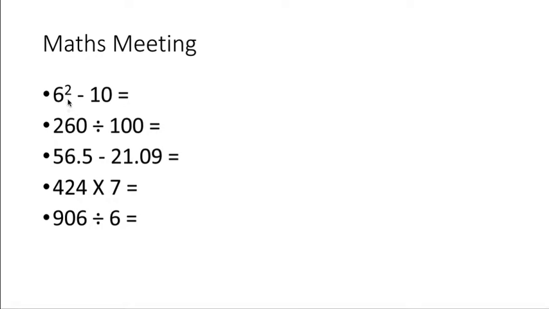We've got 6 squared, the small 2 there, the superscript 2 means we need to times 6 by itself twice and then take away 10. Dividing by 100, use your place value grid. Got a subtraction. Be careful because this number has one decimal place, whereas this one has 2 decimal places, and you still have to keep your decimal points lined up carefully.